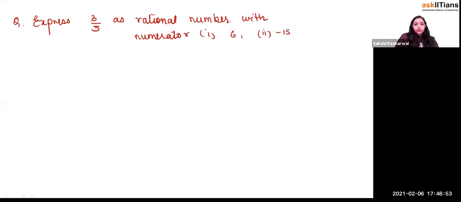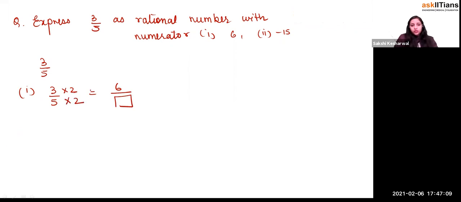So the question is 3/5. The first part: the numerator is equal to 6, right? And you have to represent it. So it means this is being multiplied by 2 and this is multiplied by 2. So this is equal to 3 into 6 and this will be 10.